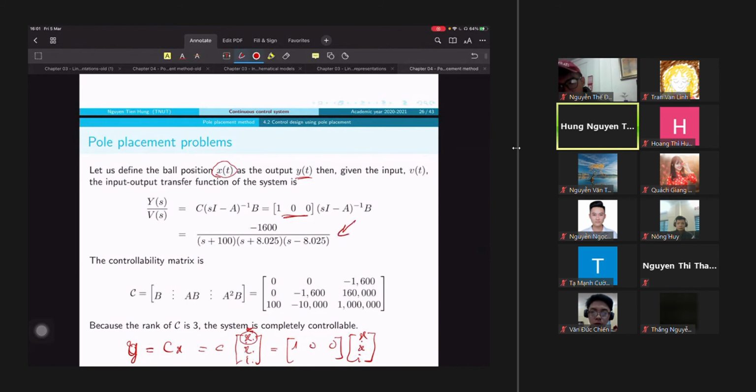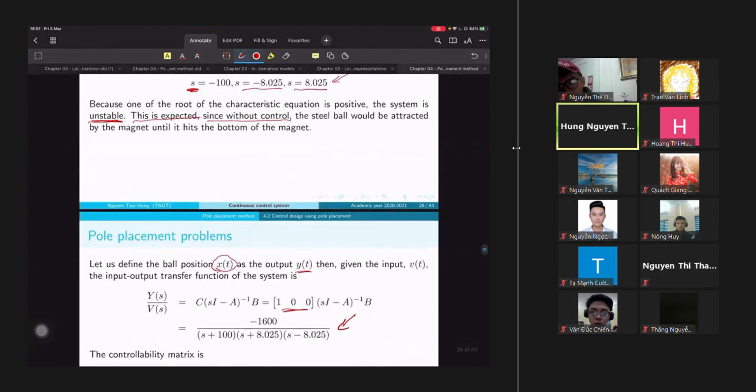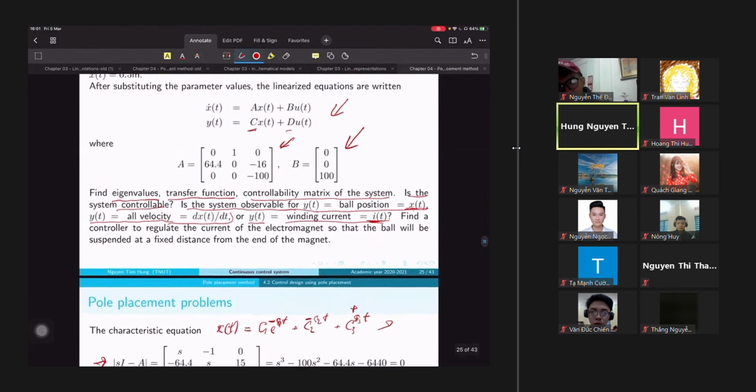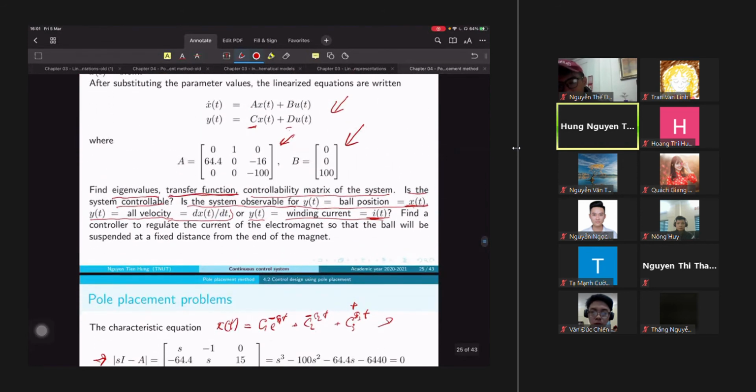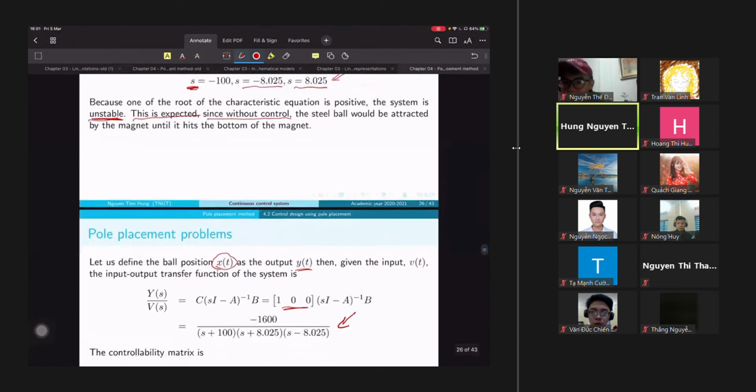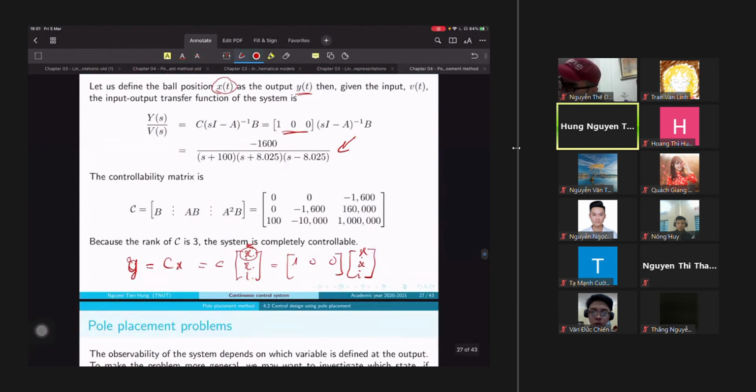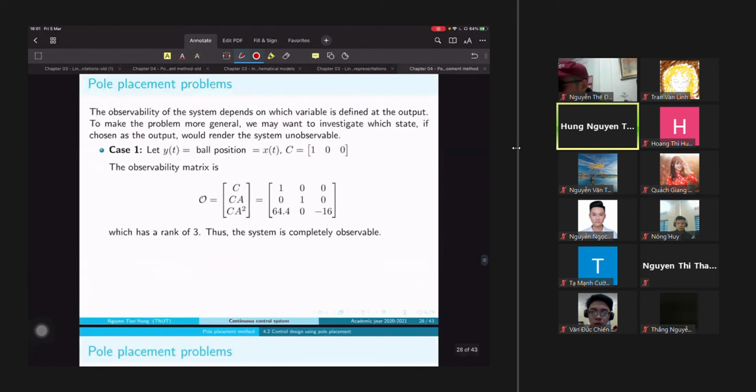And here is c, and we calculate the transfer function like this. This is the next question: in the next questions, you have to find the transfer function. By this function we get the controllability matrix, and the rank is 3, and we conclude that the system is completely controllable. It's normal, you all know about it.